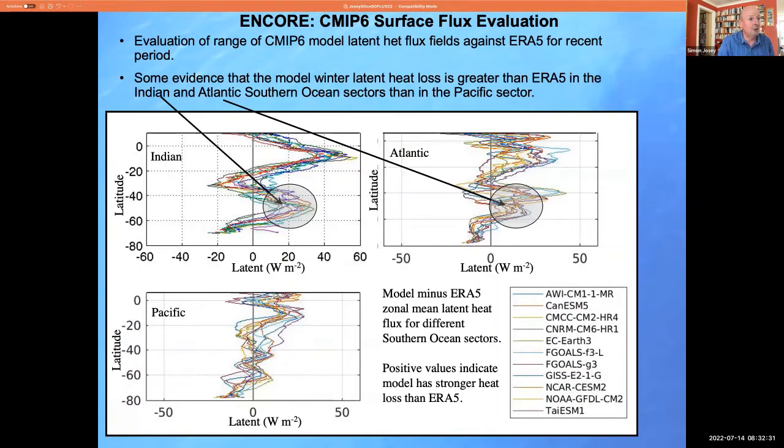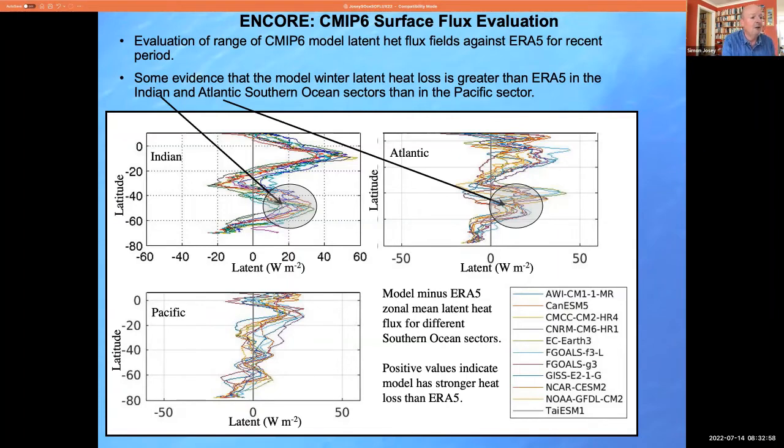And then a third point on this work we're doing now. These are lots of different coupled models, and it's a classic sort of plot where you plot the zonal mean heat flux. This is the latent heat flux in the Indian Ocean, the Atlantic Ocean, and the Pacific, and these are now differences with respect to ERA5. So perhaps you have some confidence in ERA5. It's a starting point. We have to be cautious with that assumption.